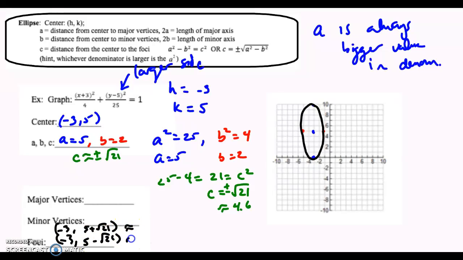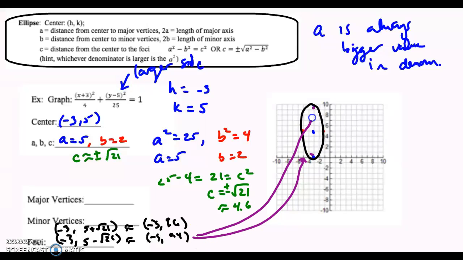Now these approximate values, very approximate values, are going to be about -3, comma, 9.6, and -3, comma, I think about 0.4. I'll label those in purple. So this is a horrible looking drawing. And those are your foci coordinates.